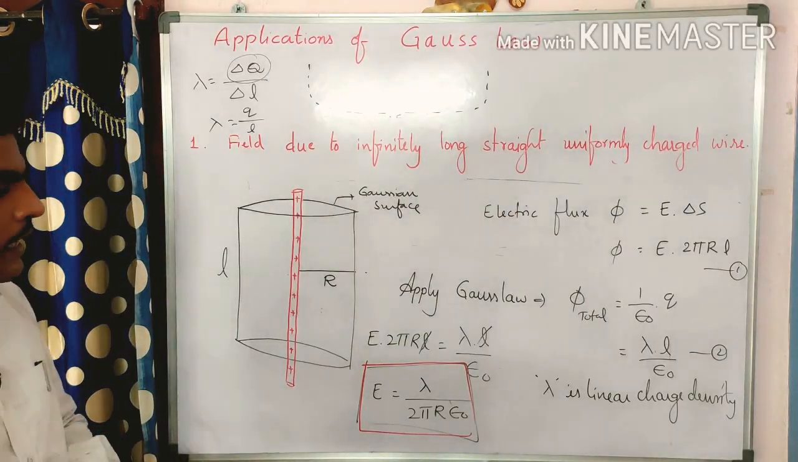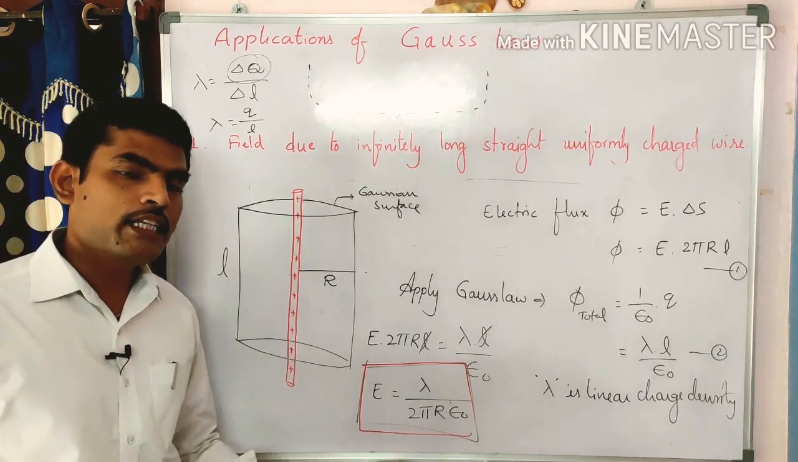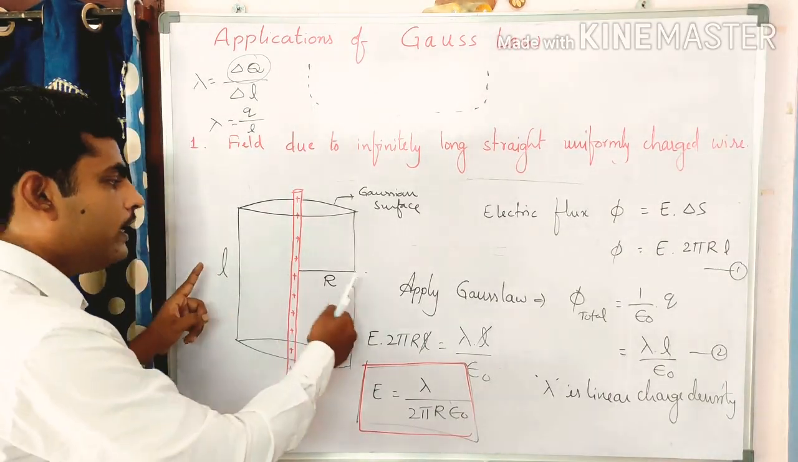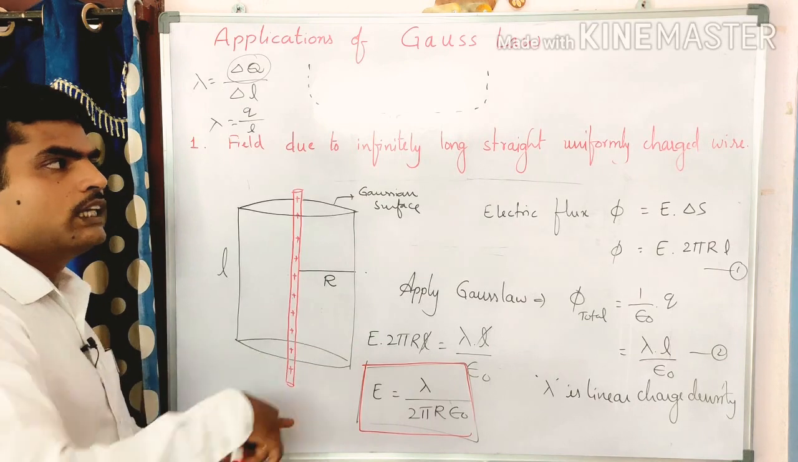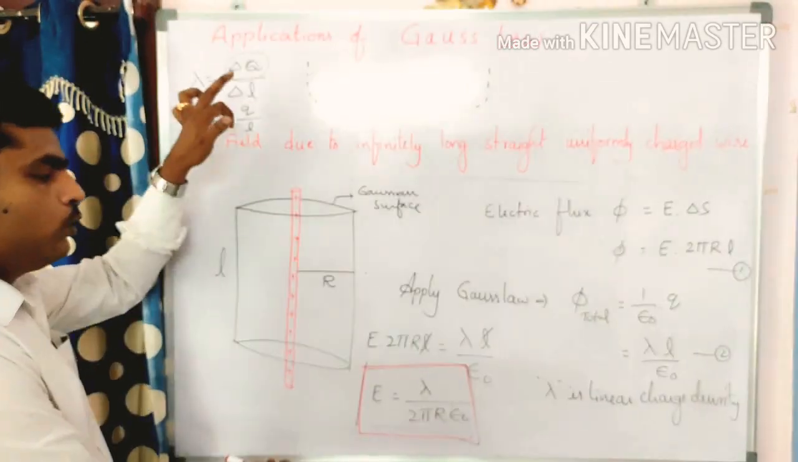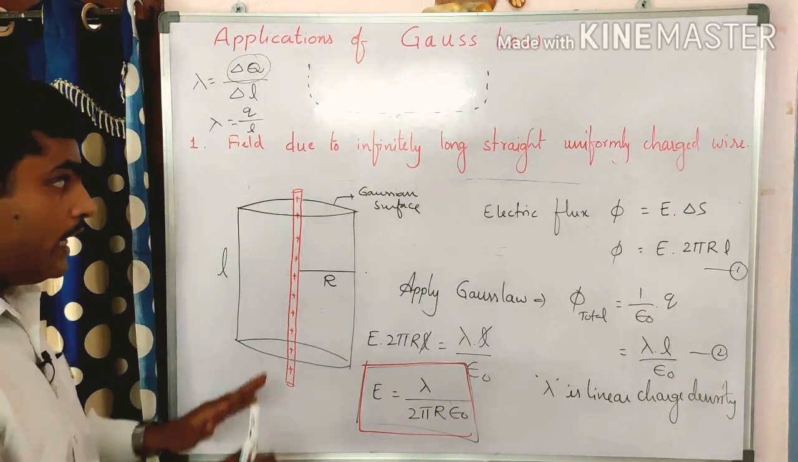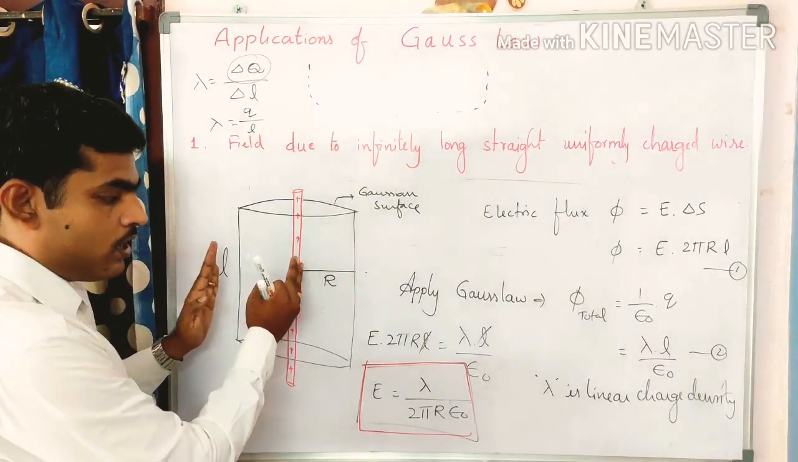Now you see in this formula, is there any L value? L value is not there. What does it mean? The electric field around a charged wire is independent of the length. You take a 1 meter wire or 2 meters wire or 3 meters wire or infinite, so the electric field will remain constant.